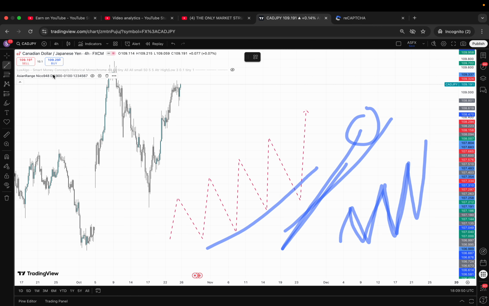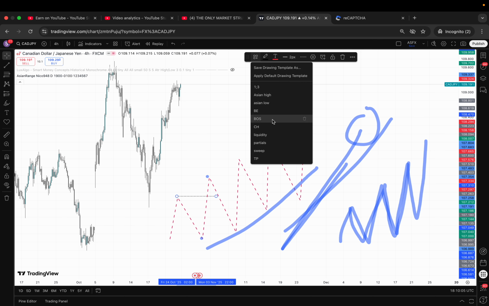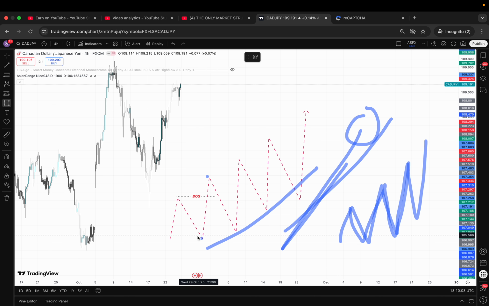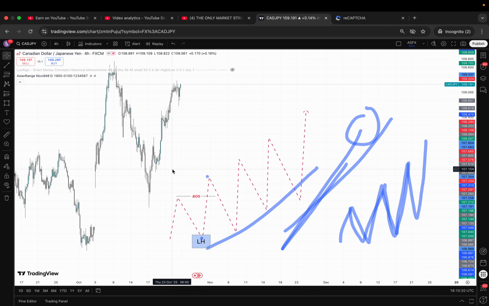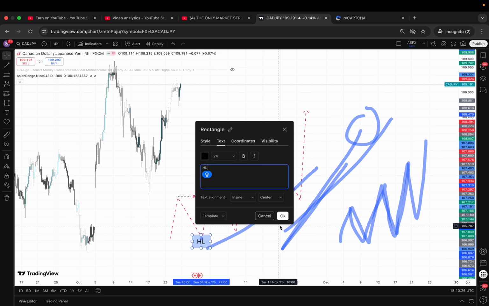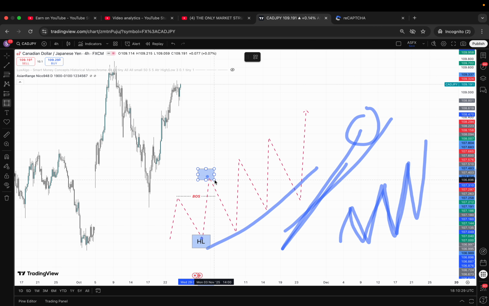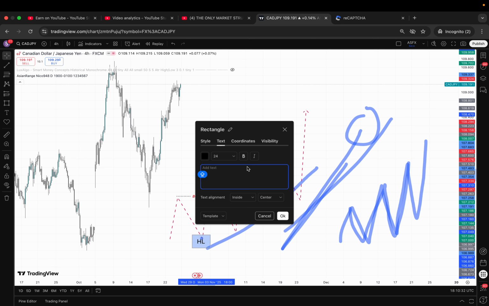And how do you identify higher highs and higher lows? As a beginner, basically use your highlighter tool. Come here, click on your highlighter tool. From this low to this high is a break of structure. So this is a what? This is a lower high. This is a higher low. And this is a higher high.